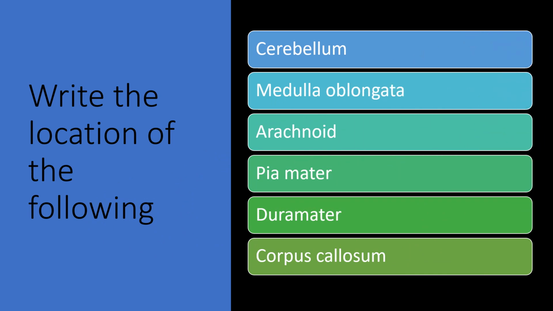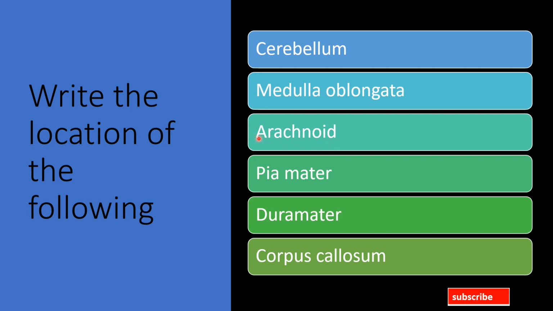Write the location of the following. First one, cerebellum. Where is it located? It is located at the base and under the large cerebrum. Medulla oblongata. Where is the location of medulla oblongata? Medulla oblongata is the lowest portion of the brain, located at the base of the skull. You have to write the location: it is located at the base of the skull.